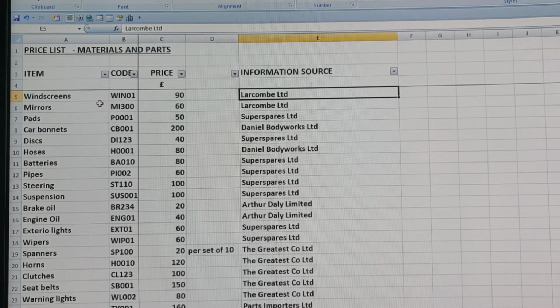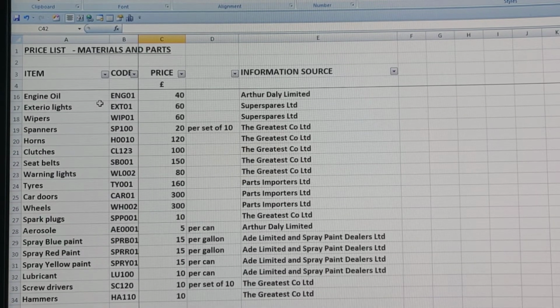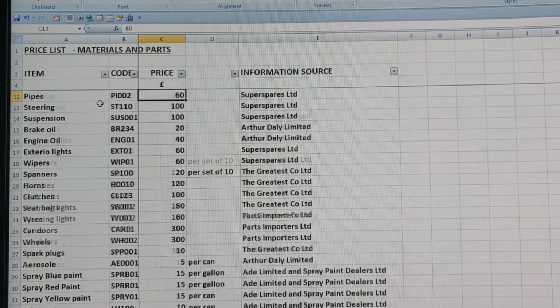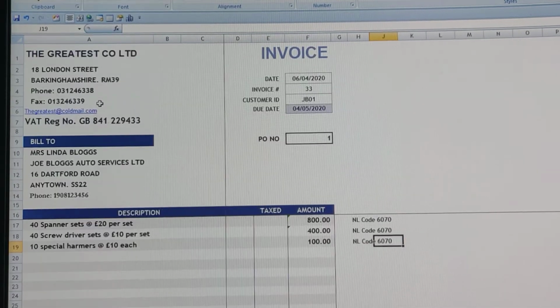Each supplier was asked to give the company roughly how much they will sell the items to the company. And with what the suppliers told the company, this list was compiled. Now, it is this list that will be used when placing orders with each of the suppliers. So with this list, a purchase order was completed.